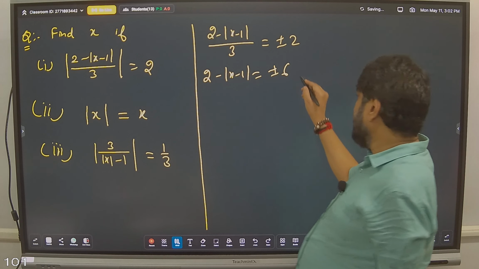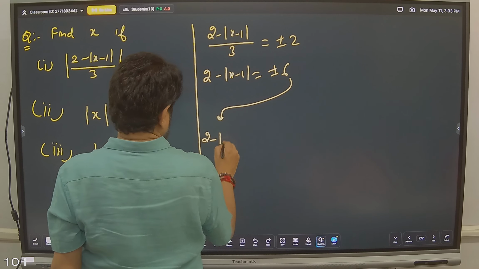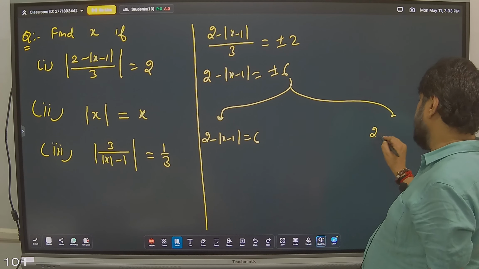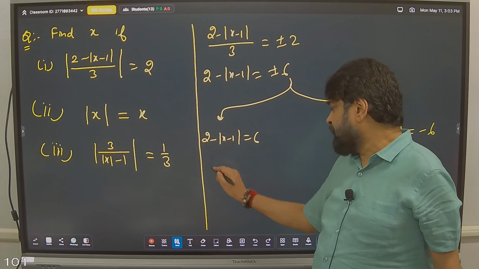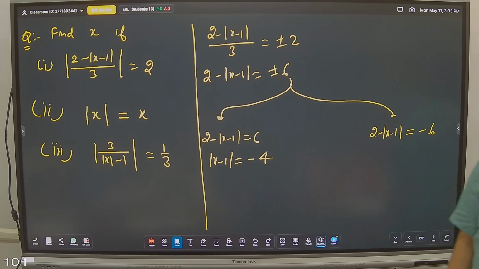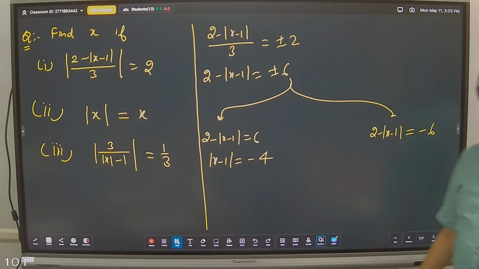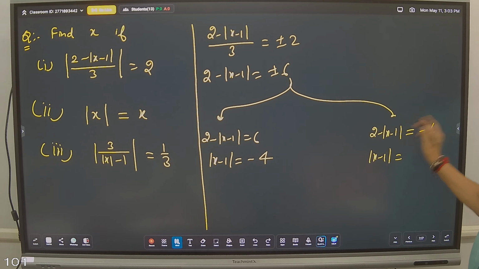There are two possibilities for this question. One is that 2 minus mod of x minus 1 equal to 6, and the other possibility is 2 minus mod of x minus 1 equal to minus 6. We have to solve both. This one shifting here, this one shifting here: mod of x minus 1 equal to minus 4. This came here and 6 went there: 2 minus 6 is minus 4. Here also the same situation, mod of x minus 1 equal to 8.